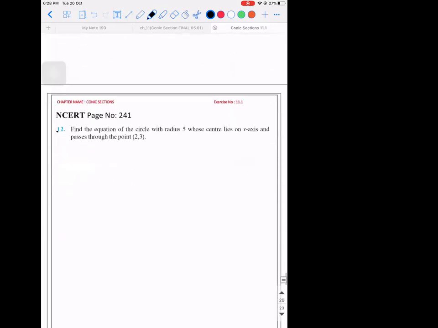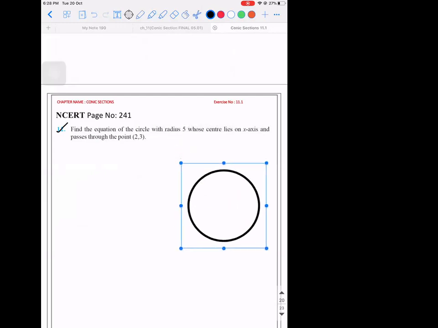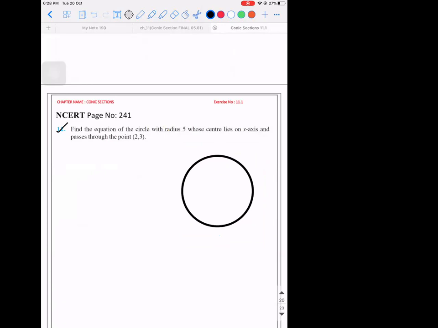Okay. Now look at the next question. Concentrate, guys. So you have a circle. The circle satisfies certain conditions. Find the equation of the circle with radius 5 and whose center lies on the x-axis. Also, it passes through what?